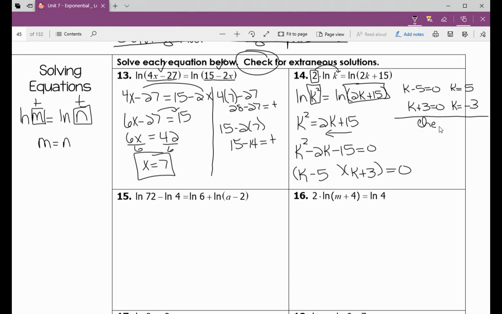Now, I have to check both of these numbers, k squared and 2k plus 15, have to stay positive. So when I plug in 5, 5 squared does indeed stay positive. 2 times 5 plus 15 will also be a positive outcome. When I plug in negative 3, a negative times a negative is always a positive. And then I'm going to have 2 times negative 3 plus 15, and that will also be positive. So I actually get to keep both of my answers for this particular problem.